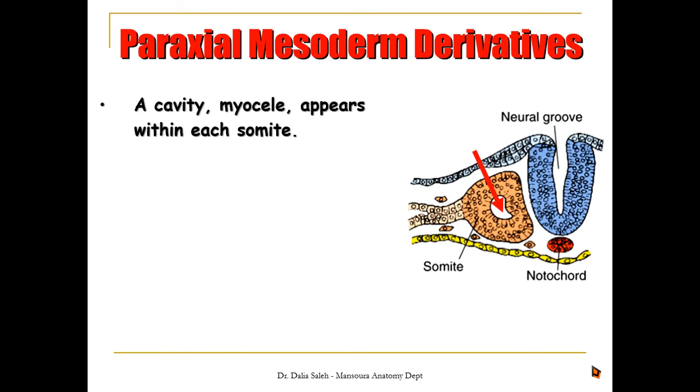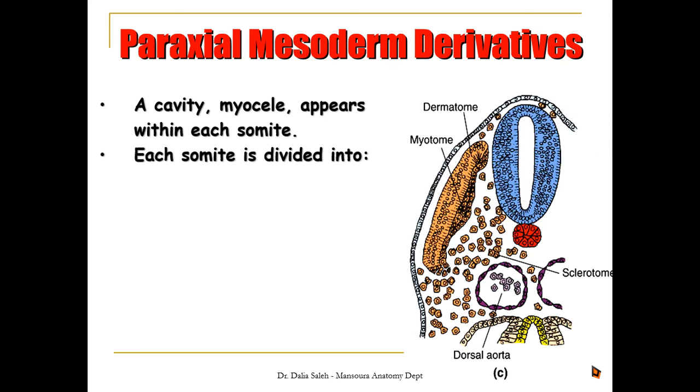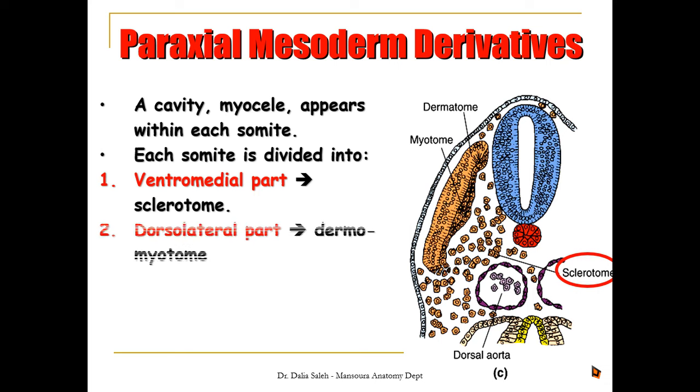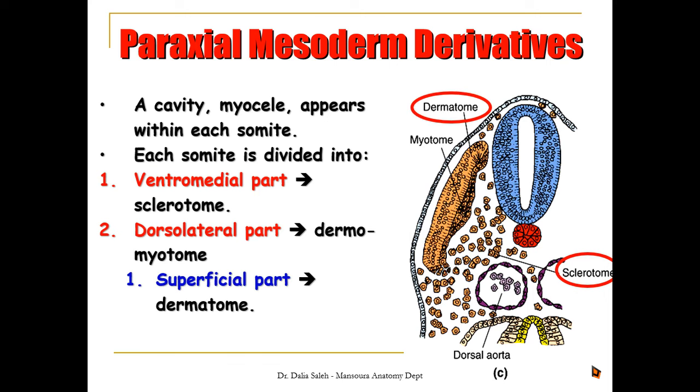A cavity appears within the somite, dividing it into two distinct regions. A ventromedial part, which we call the sclerotome, will migrate around the neural tube and the notochord, forming the vertebral column. A dorsolateral part is called the dermomyotome. Its superficial part is called the dermatome, and it gives the dermis of the skin, or the deep layer of the skin. And deep to it, the myotome will give the muscles of the axial skeleton.